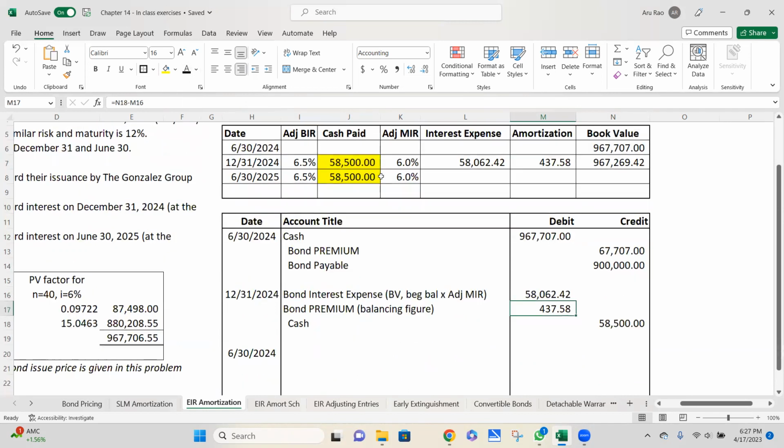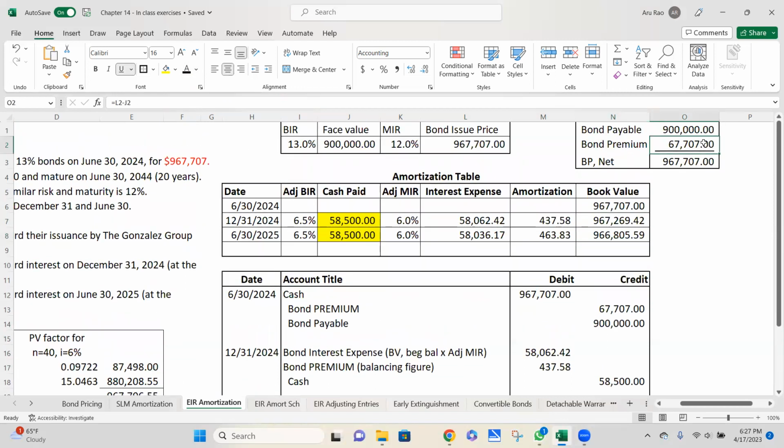For the next payment period, again, look at the line above. This number multiplied by 6% will give me the bond interest expense. Difference between cash paid and expense is the amortization. And again, you're going to subtract and come up with a smaller number over here as the book value. The objective over here is to gradually bring this down. This premium is going to be amortized, it's going to be written off. And as we do that, this number will keep dropping and eventually become 900,000.